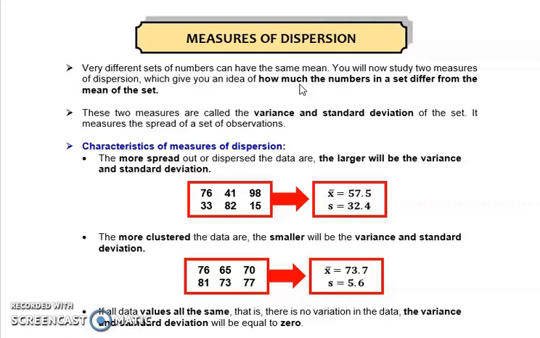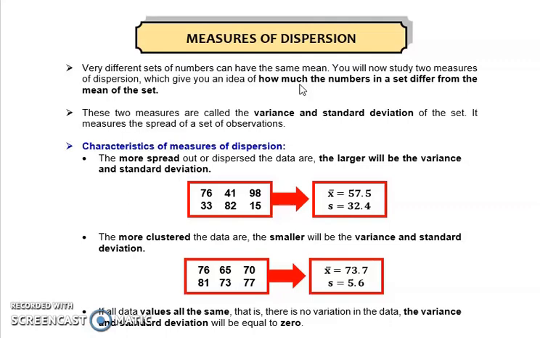First, the more spread out or the more dispersed the data are, the larger will be the variance and standard deviation. Let's look at an example here. I have 6 data values. Let's say this data is the marks of test 1 for 6 students. We can see that the smallest value is 15 and the highest value is 98. So there is a big difference between the numbers in the data.